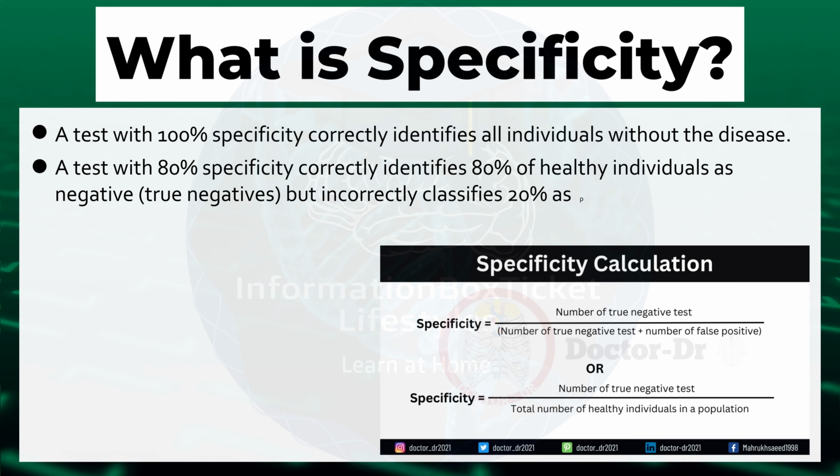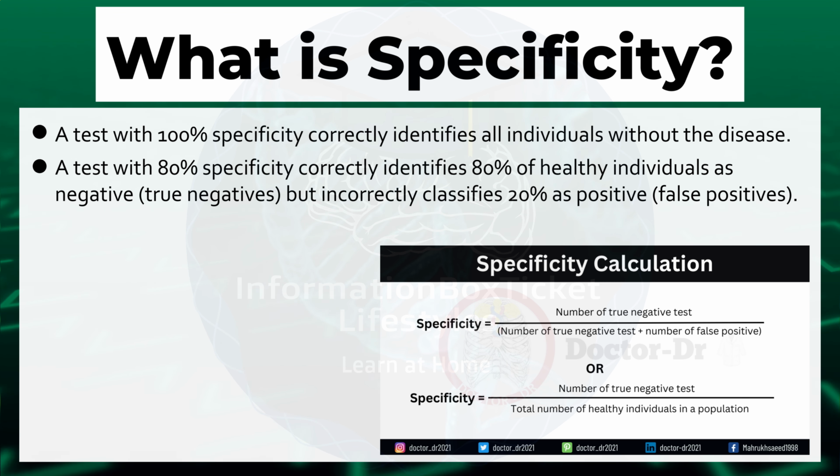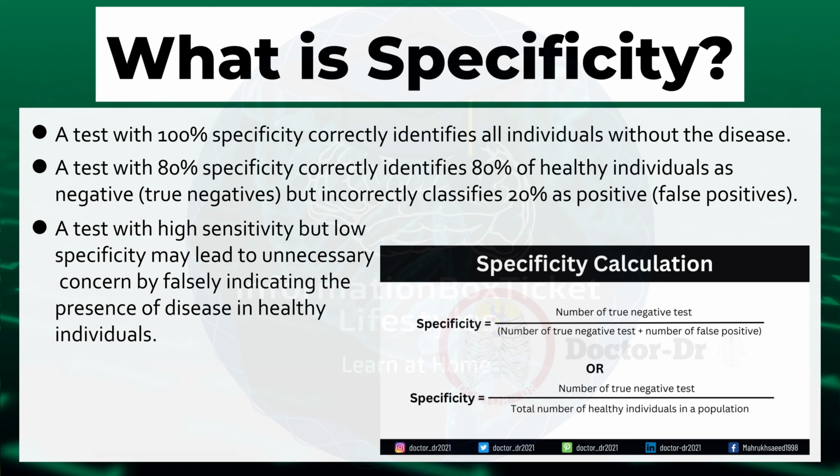A test with 80% specificity correctly identifies 80% of healthy individuals as negative, true negatives, but incorrectly classifies 20% as positive, false positives. A test with high sensitivity but low specificity may lead to unnecessary concern by falsely indicating the presence of disease in healthy individuals.